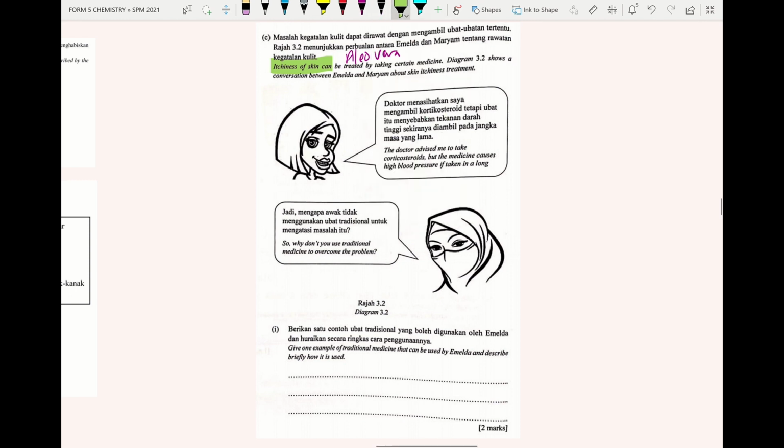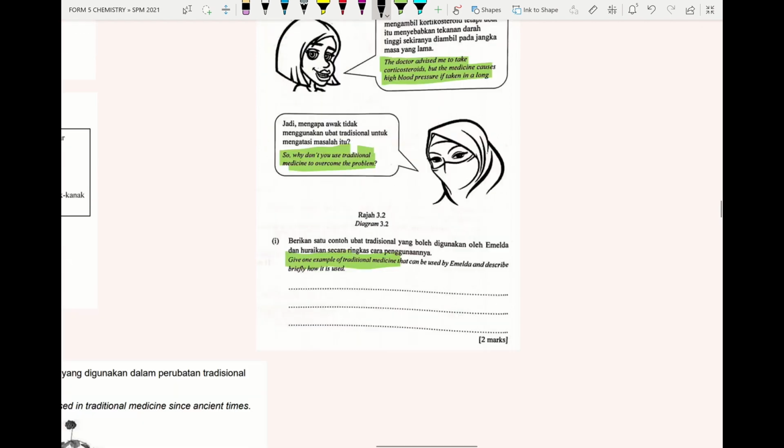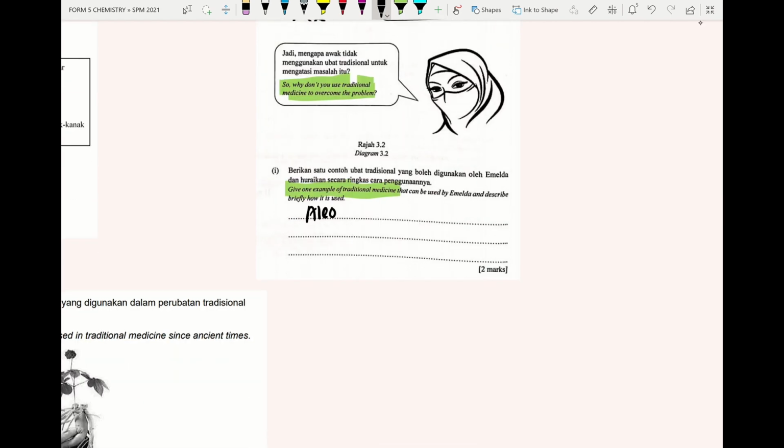Okay, so we try to read the question. Itchiness of the skin can be treated by taking medicine. All right, please read the conversation between Emelda and Mariam. The doctor advised to take corticosteroid, but the medicine causes high blood pressure. So why don't we use the traditional medicine to overcome the problem? Okay, give one example of traditional medicine. So here to treat the skin itchiness, we can suggest aloe vera.